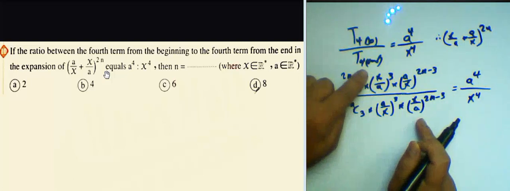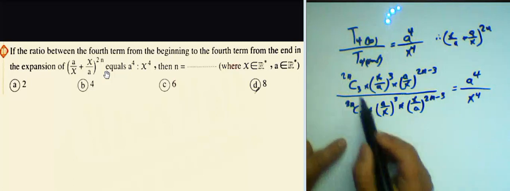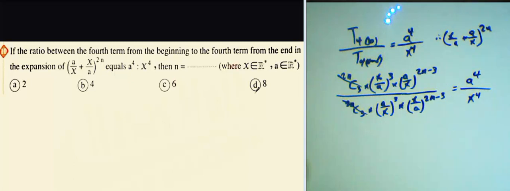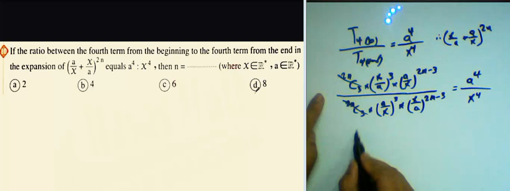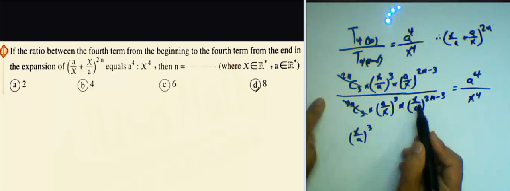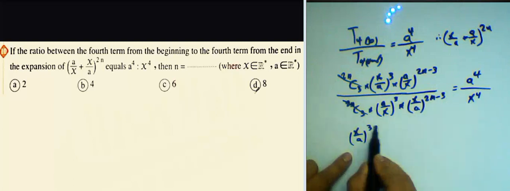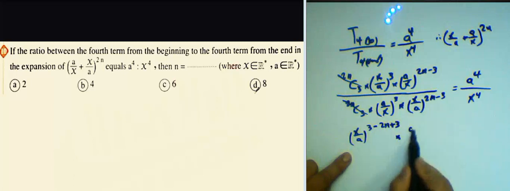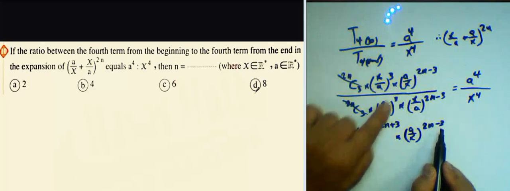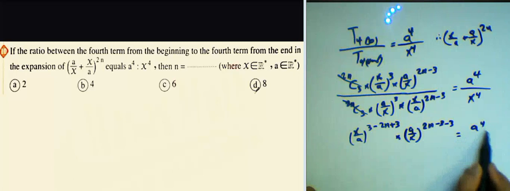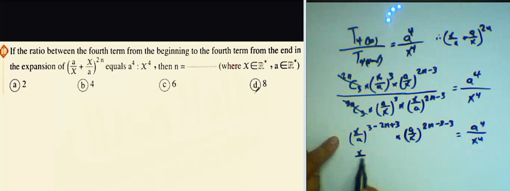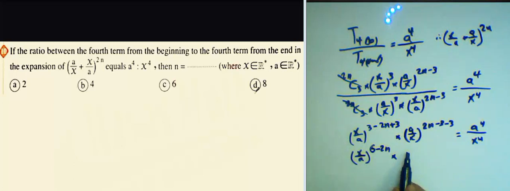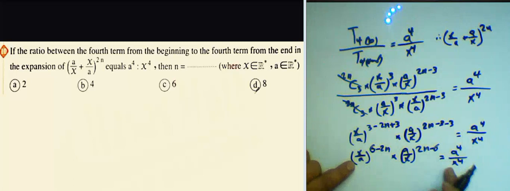You can simplify it here, two bases equality, and here two bases equality, and 2n combination 3 and combination 3 we can cancel them. And right here we can simplify: x over a power 3, and here x over a power 2n minus 3, right, negative 2n plus 3, and a over x power 2n minus 3 subtract by 3, it will be a power 4 over x power 4. And here the result will be x over a all power 2, 3 plus 3 equals 6 minus 2n, multiplication by a over x all power 2n minus 6 equals a power 4 over x power 4. We can replace this, a over x.